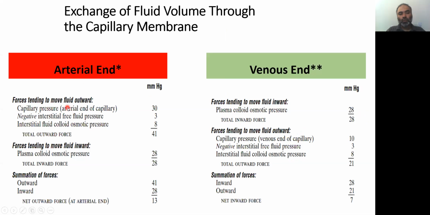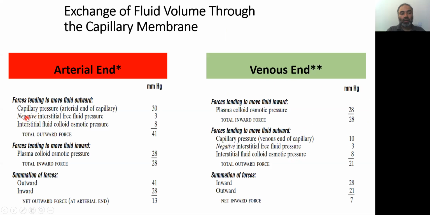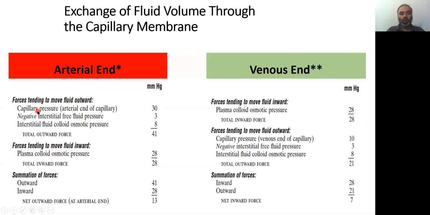So the forces tending to move fluid outward. Now you remember which are the forces? The capillary pressure, this one here. I will come to this in a bit. The interstitial fluid colloid osmotic pressure, this one here. So this and this, the force will try to move fluid out of the capillary at the arterial end. Yes, the values are, for capillary pressure it's 30, and for the interstitial colloid osmotic pressure it's 8, right?